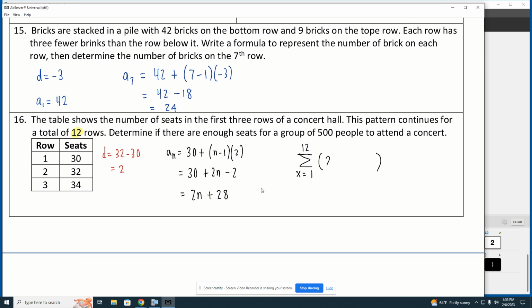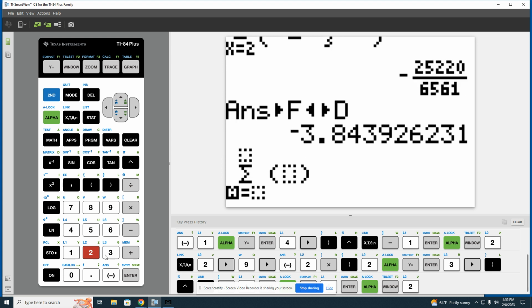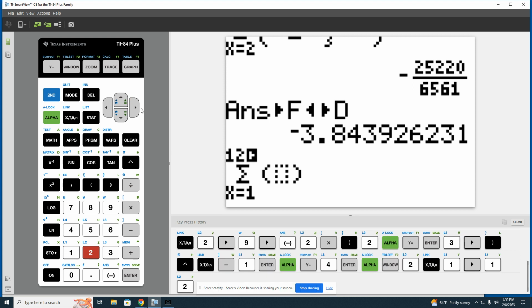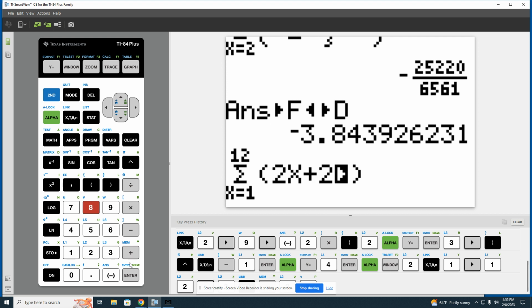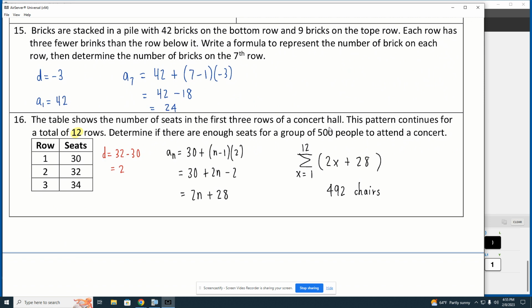So I'm going to plug in here 2x plus 28, and I'm going to type it into my calculator. Here we go. Alpha window number 2. We're going to do all the rows from the first all the way through the 12th row for the equation 2x plus 28. And that will equal 492 chairs. So here's the question. If there are 492 chairs, are there enough for 500 people to sit? Nope. You got 8 chairs too short.